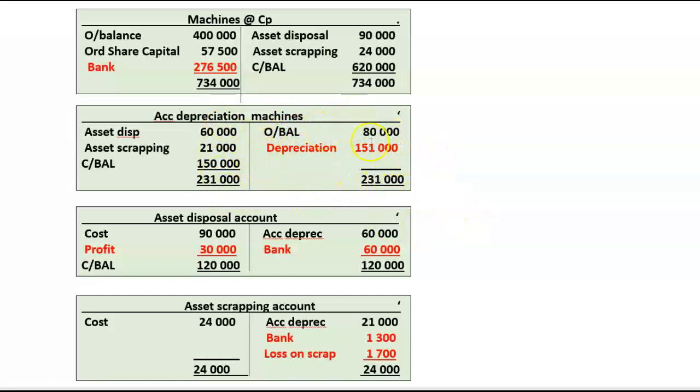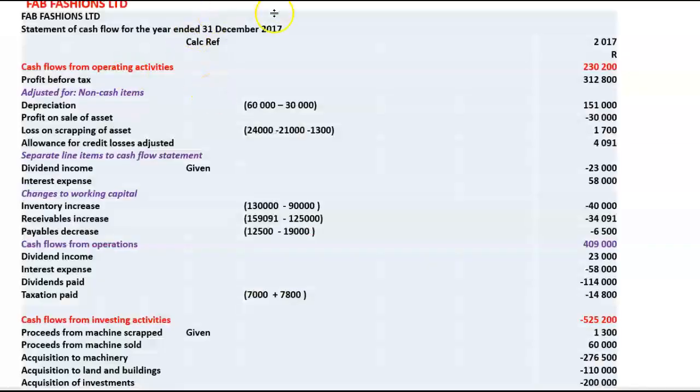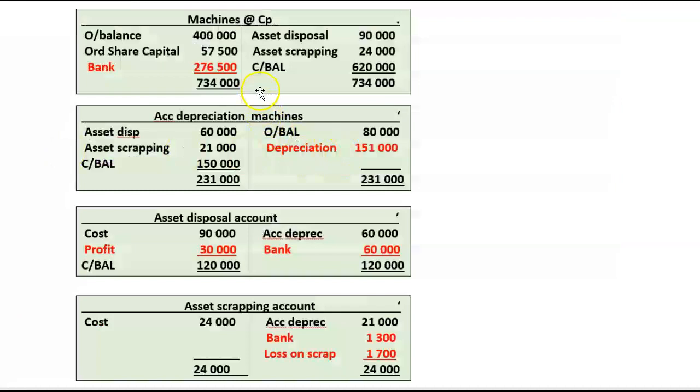So by balancing this account off, you're going to see that your depreciation for the year must have been 151,000. Once you have the 151,000, you're going to put it on your cash flow statement. Under your non-cash flow items, you're going to have depreciation 151,000. You're going to add it back to your profit. Why? Because initially it reduced your profit.